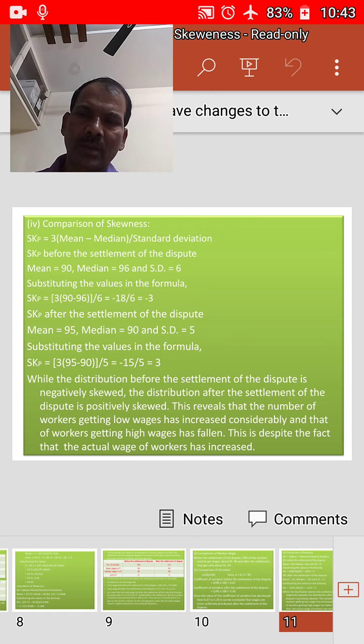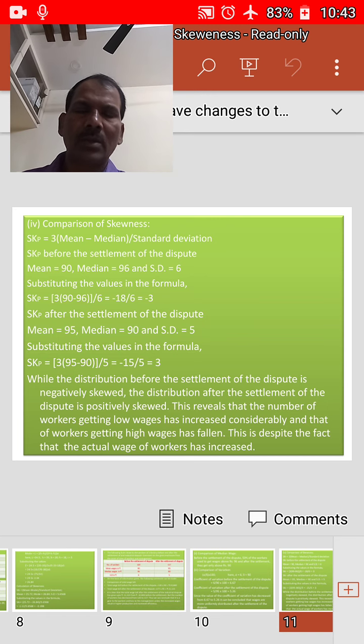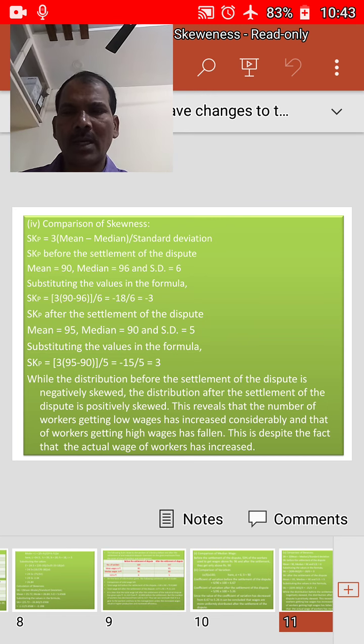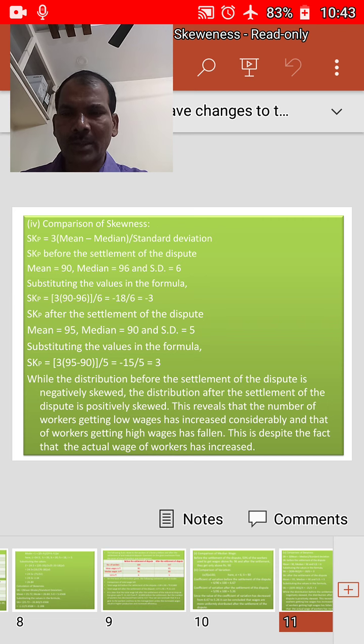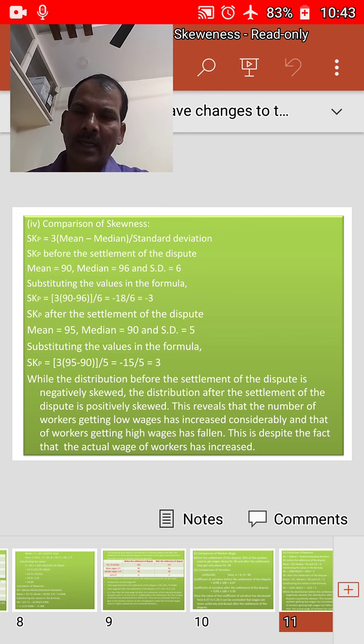Substituting the values in the formula, SKP is equal to 3 into 95 minus 90 by 5, that is 15 by 5, which is equal to 3. While the distribution before the settlement of the dispute is negatively skewed, the distribution after the settlement of the dispute is positively skewed. This reveals that the number of workers getting low wages has increased considerably, and that of workers getting high wages has fallen. This is despite the fact that the actual wage of workers has increased.